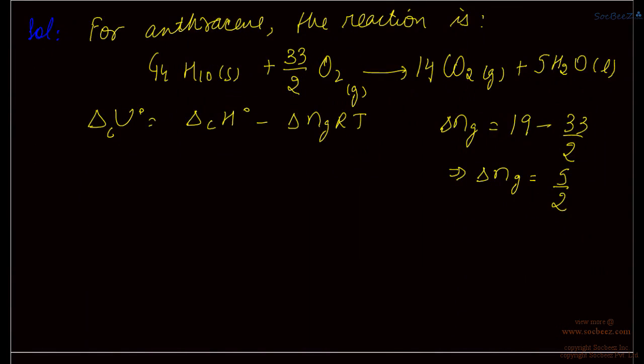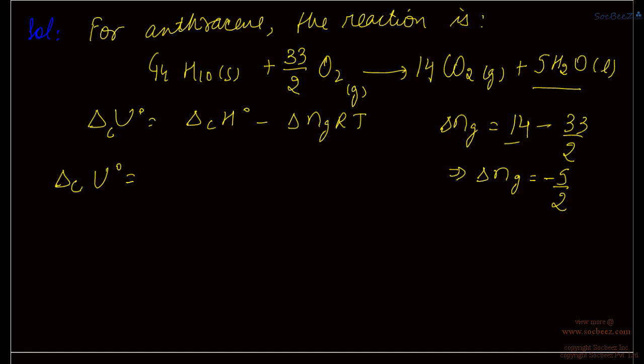See one thing here: the total number of H2O moles we have also counted, but since H2O is in liquid form we are not going to count it. Therefore the total number of gaseous moles on the product side is 14, not 19, and hence we take this as 14, not 19. So the value of delta ng comes out to be minus 5/2. Now let's substitute the values.